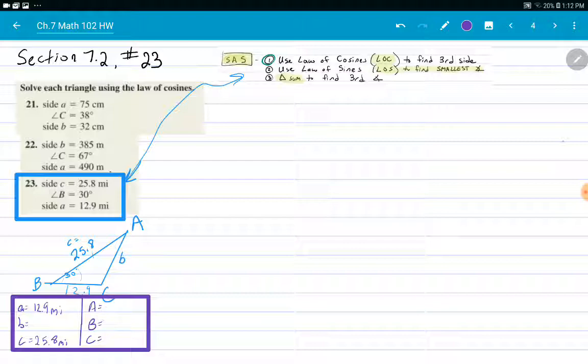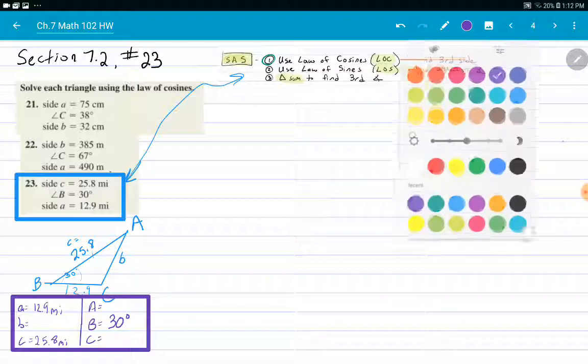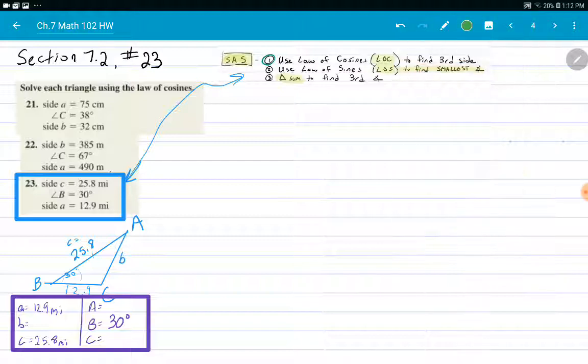Angle A I don't have. Angle B I have, it's 30 degrees. And angle C I don't have. So I have those 3 parts I'm looking for, and this guide tells me how to get them. Start with the law of cosines to find the third side. So we're looking for B.